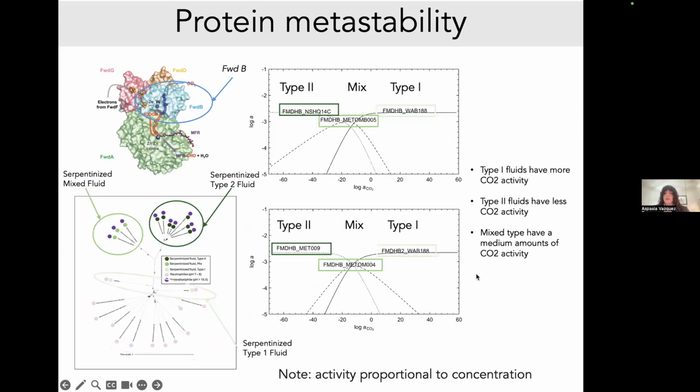We did another study between one strain of each type of serpentinized fluids: one type 2, one mixed, and one type 1. And we saw something very similar to previously, as we would expect, where our type 1 had more CO2 activity than our type 2, and our mix was somewhere in between. As well, we did two replicate studies for this and saw something very similar with both, which can also be reflected in their environment.